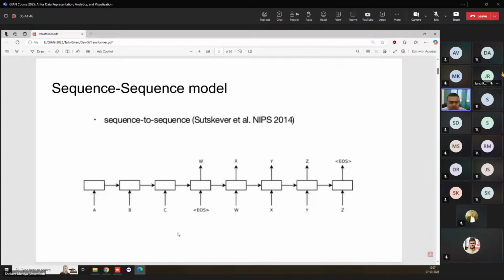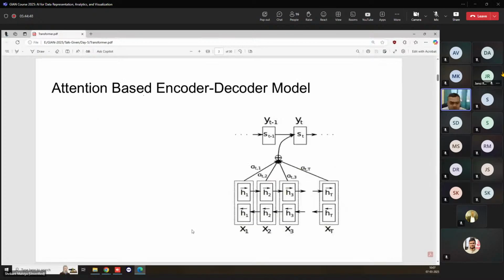Let's quickly go ahead. As we have seen the encoder-decoder architecture, people have tried to improve it with an attention mechanism. The attention, which is the main backbone of the transformer model, was first incorporated inside the encoder-decoder architecture to improve the performance of sequence to sequence generation models.